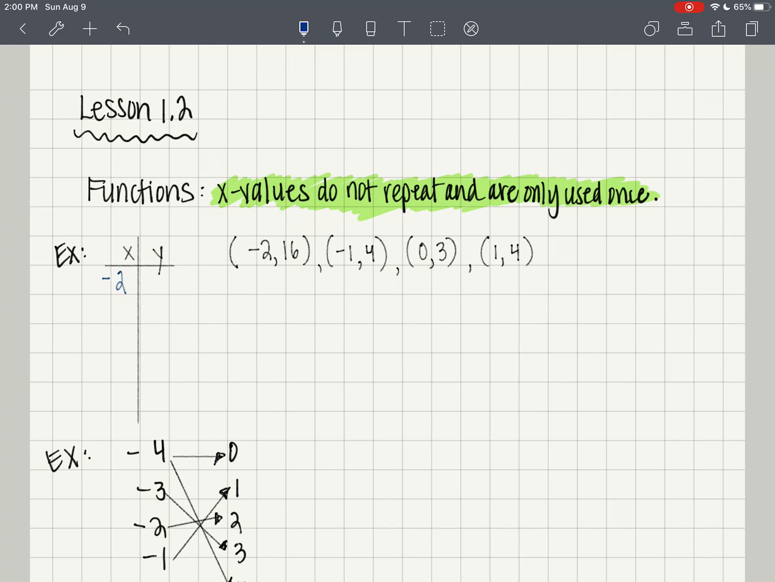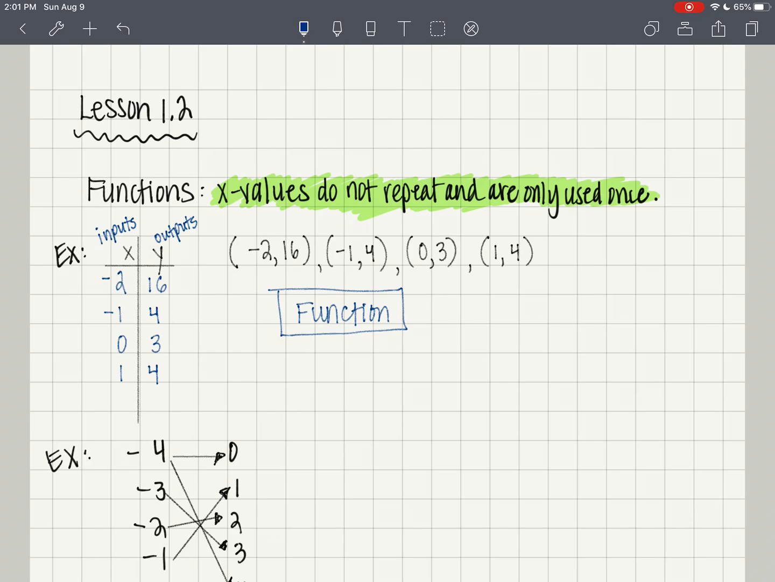So x values are your inputs and the y values are your outputs. So I just rewrite each ordered pair in a table format. -2, 16, -1, 4, 0, 3, and 1, 4. And as I'm rewriting them, I can tell right away I did not have any x values repeat. Therefore, this set of ordered pairs is a function.